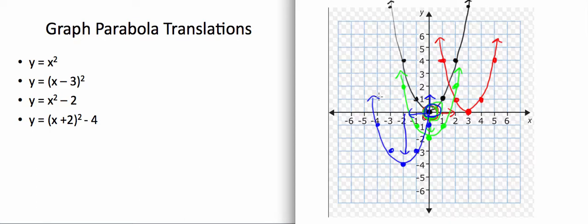All right, so that is the idea of graphing translations with parabolas and absolute values.